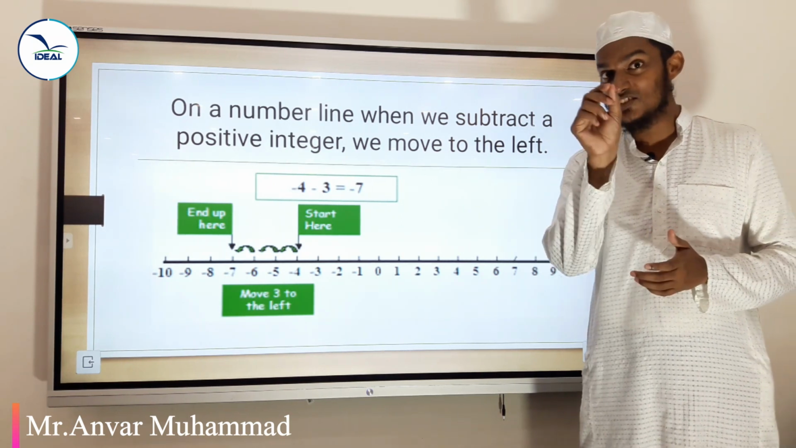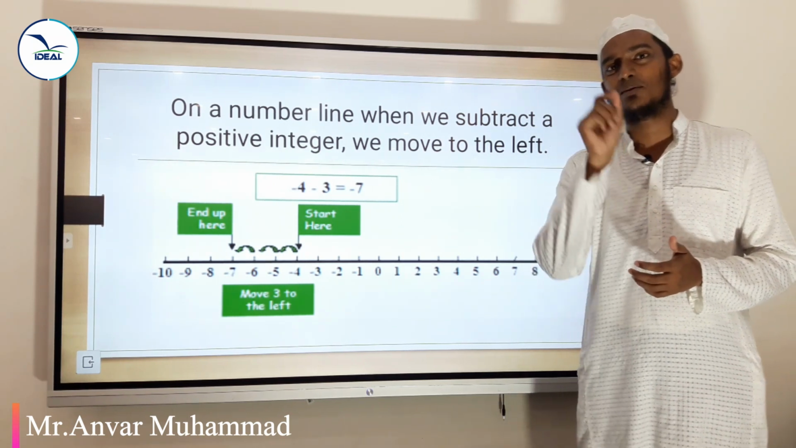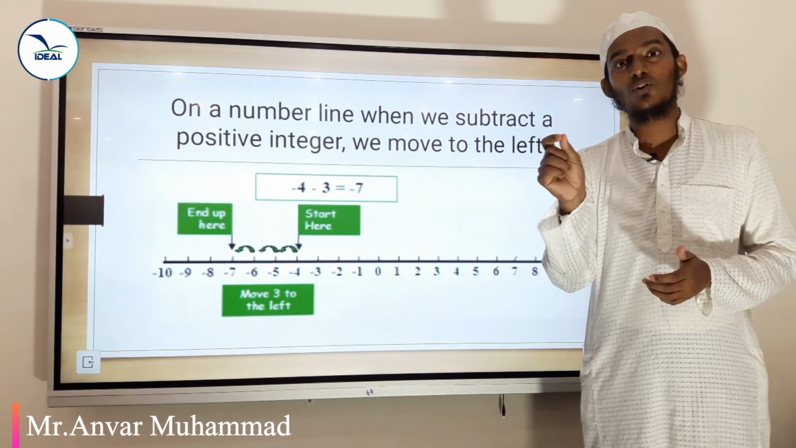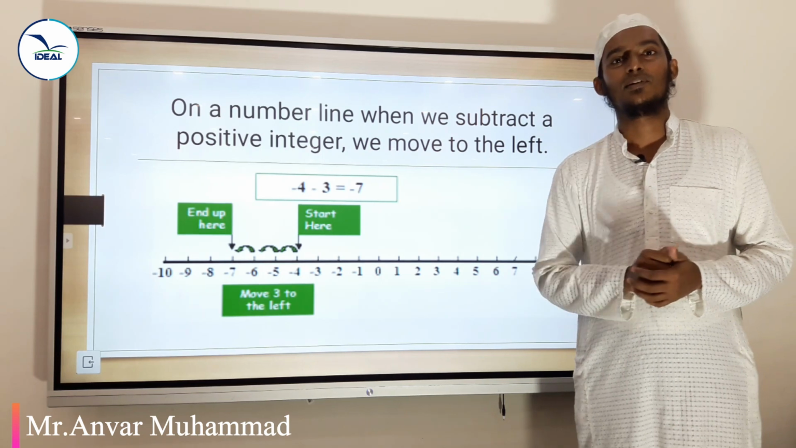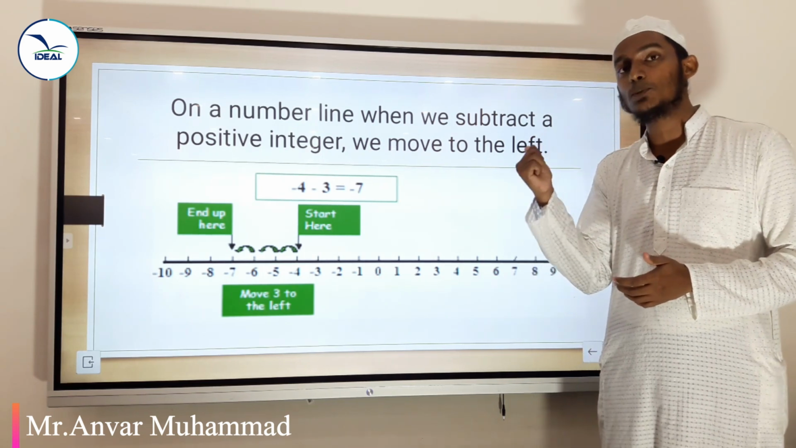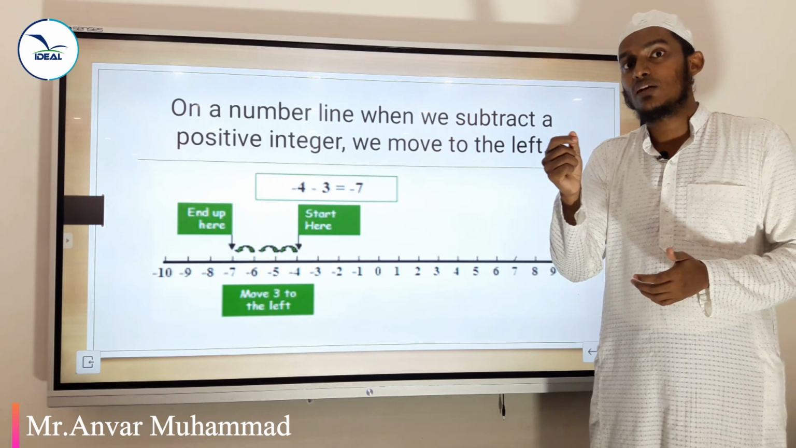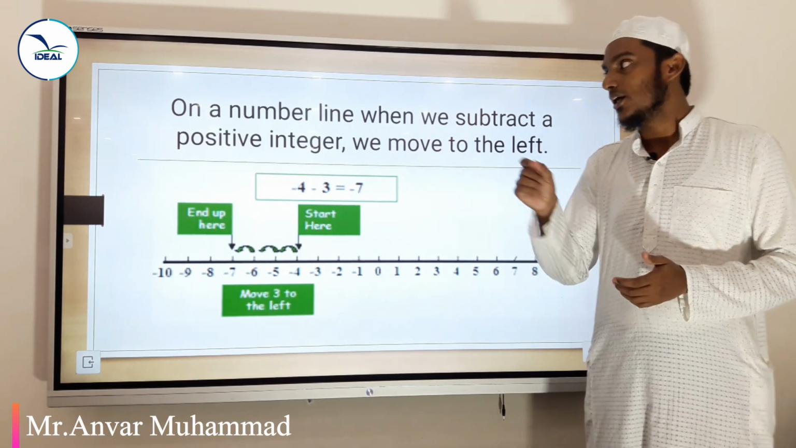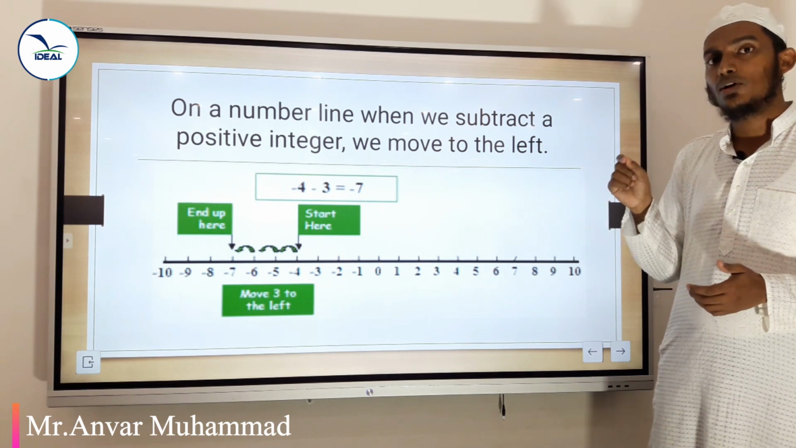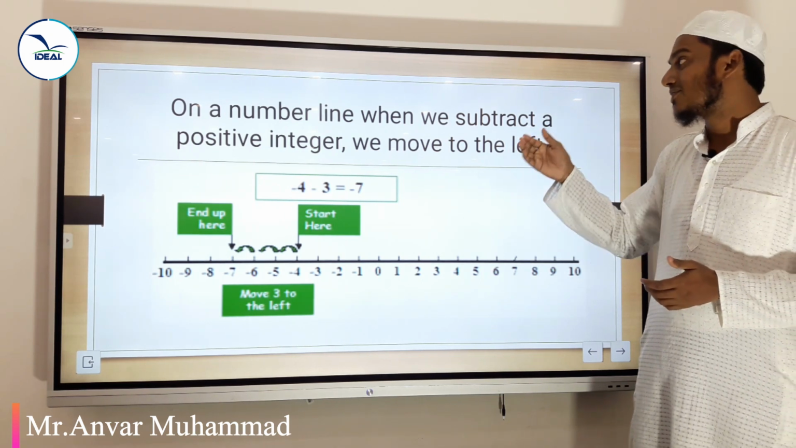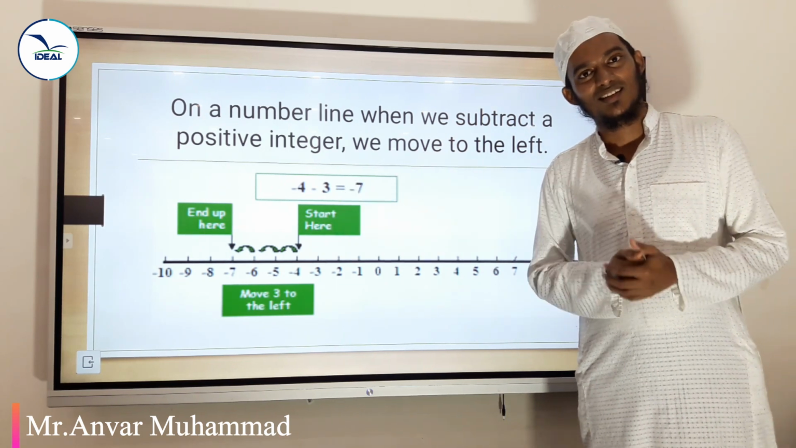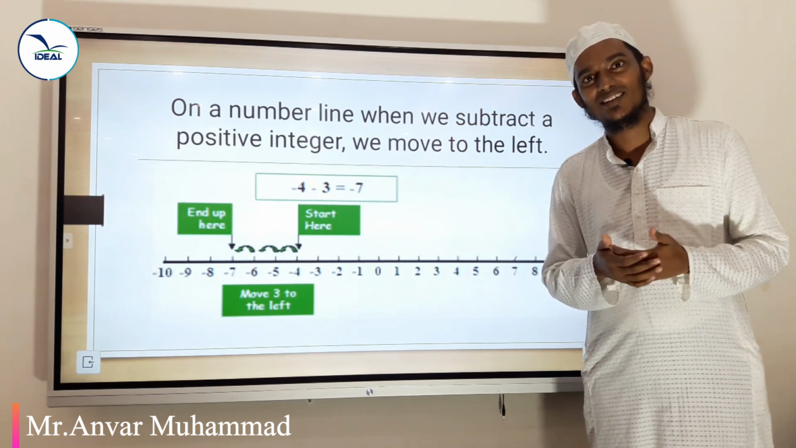Very clear. Write it in your mind, not on the paper. Write it in your mind, because if these things are very clear, you will have no difficulty in this chapter. But if you are confused from this point, you will find it difficult to deal with the questions in the coming exercises. So the very important point is, on a number line, when we subtract a positive integer, we should move to the left. Clear? Can we move ahead? Fine.